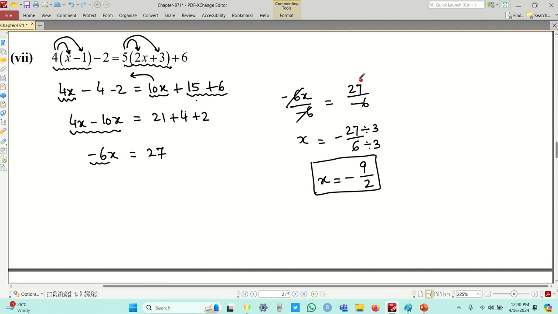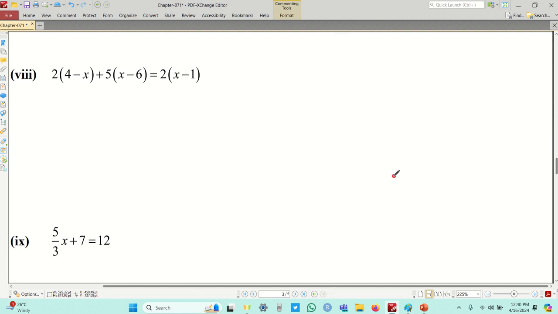If you write this as the answer, then it is not correct. Why? Because you can simplify a little more. Divide by 3, divide by 3. Then this is the answer. So this is how we practice, how we solve a question. Same type of question I solved here.